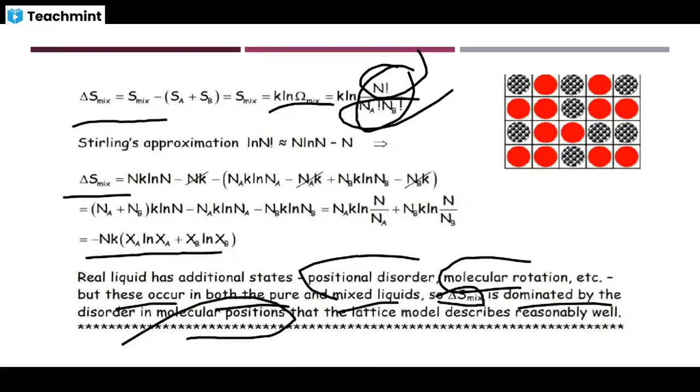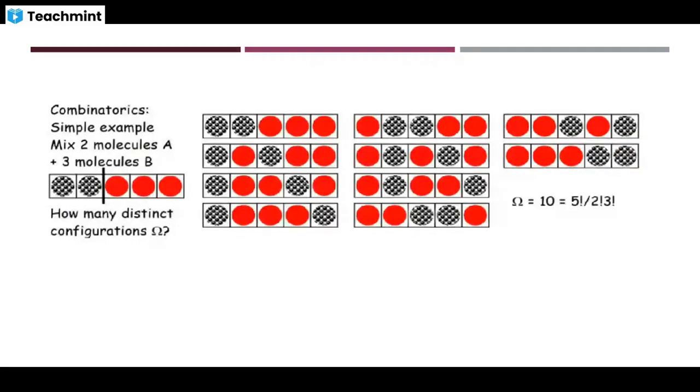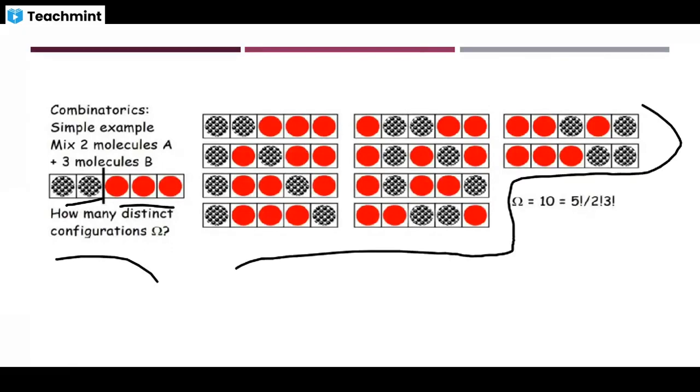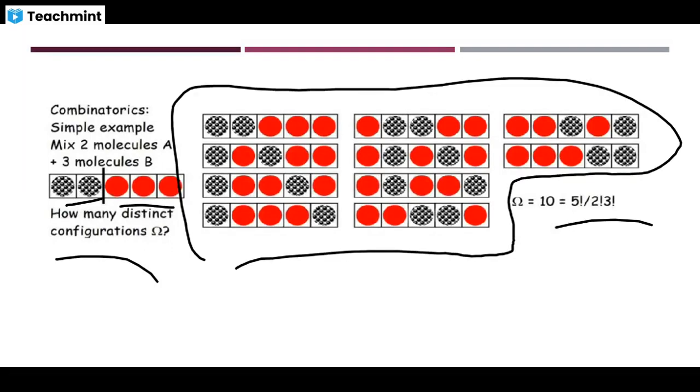What is combinatorics? If you take a simple example, mixing two molecules of A and three molecules of B, how many distinct configurations are there? If you write all the possible distinct configurations, you get 10. The 10 is nothing but 5 factorial divided by 2 factorial times 3 factorial. This is how we put it here.